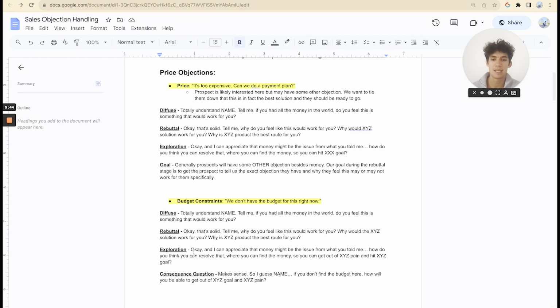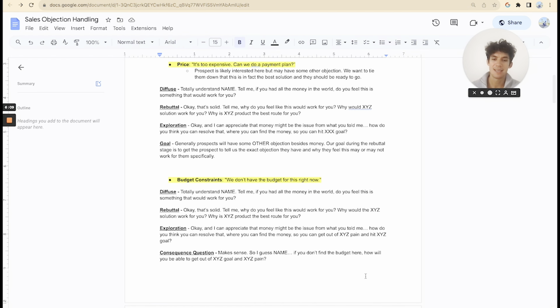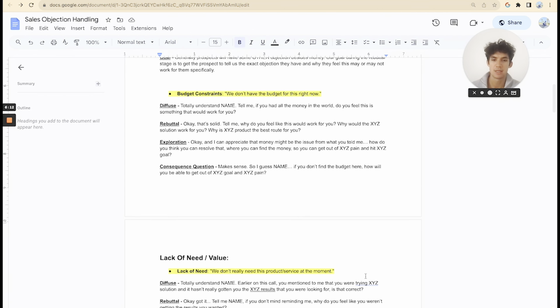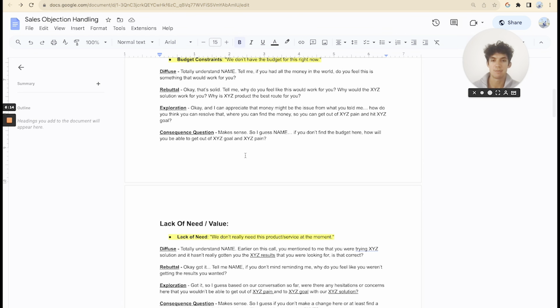And then we're going to get into exploration and then a consequence question. And these consequence questions can be used too, depending on other objections. It's just kind of where you see this fits in, right? So I can appreciate that money might be the issue from what you told me. I mean, how do you think we can resolve that, John, so you can find the money, so you can get out of XYZ pain and hit XYZ goal? Makes sense, John. So I guess if you don't find the budget here, how will you be able to get out of XYZ goal and into XYZ, or out of XYZ pain and into XYZ goal, right?